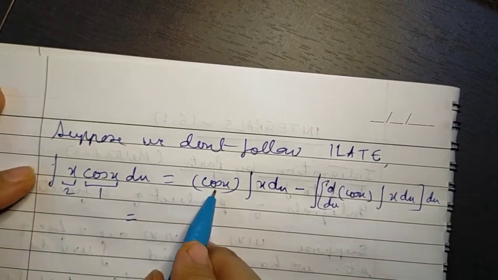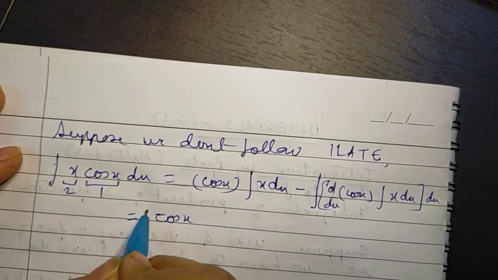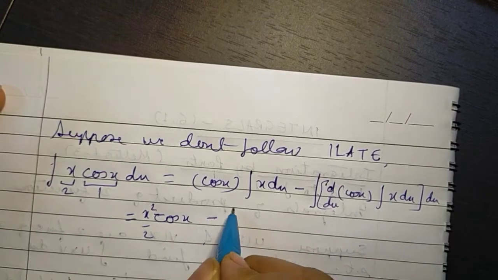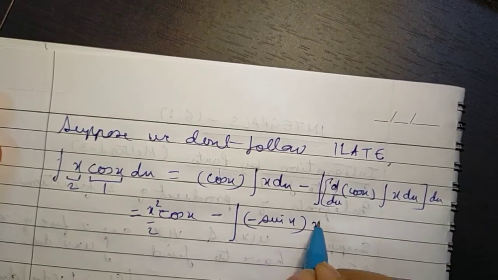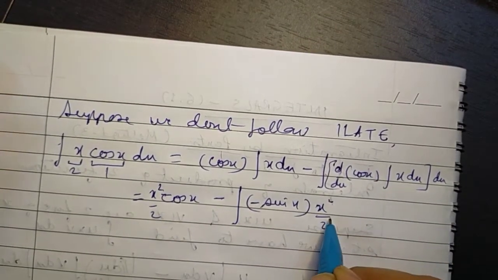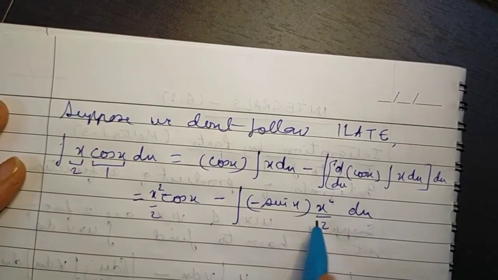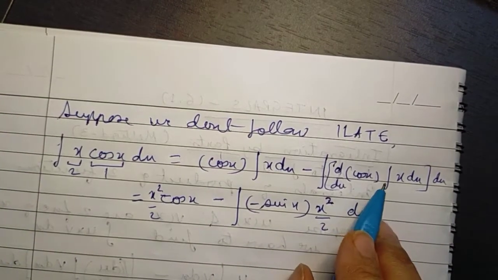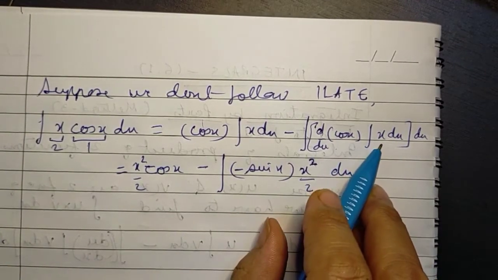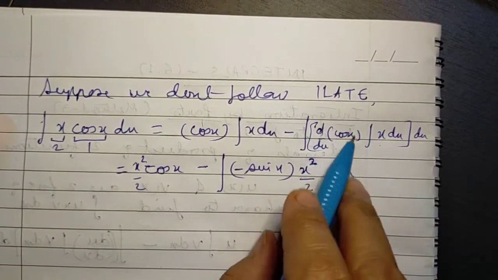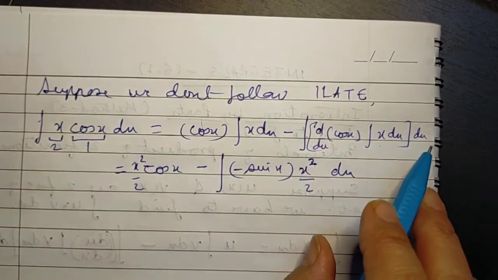When you solve it, cos x is as it is, integral of x becomes x squared over 2, minus integral of derivative of cos x, which is minus sin x, and integral of x, which is x squared over 2, into dx. So instead of getting simplified, it has become an even more complex function. In the previous case, when we took x as the first function, after finding the derivative that x got removed, and in the second integral we got only the trigonometric function, which was easy to solve.